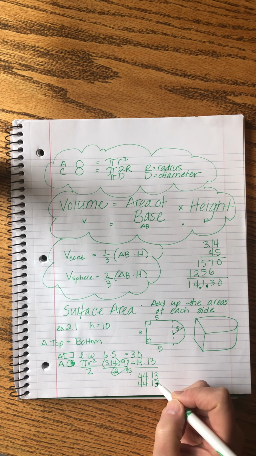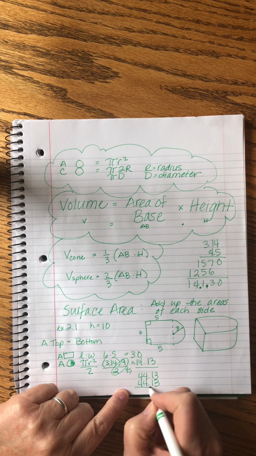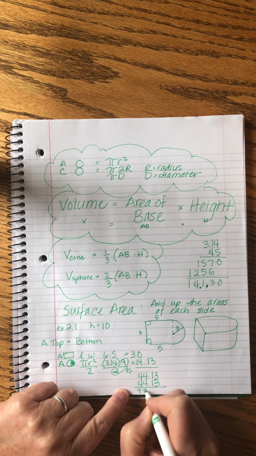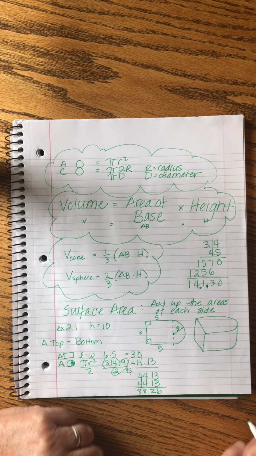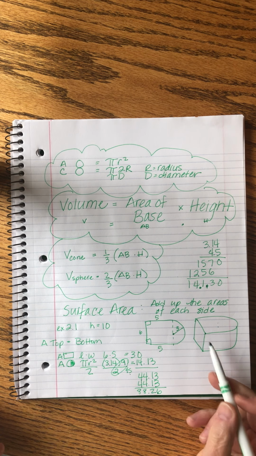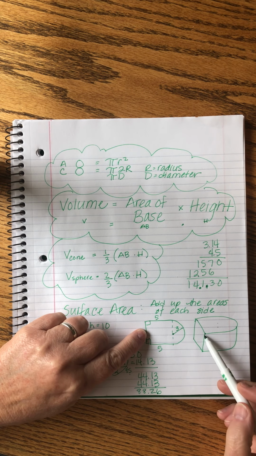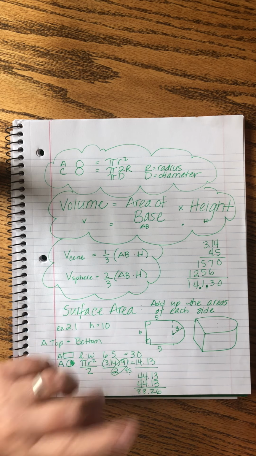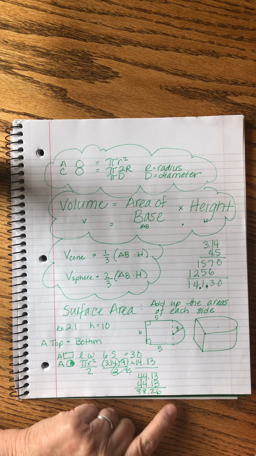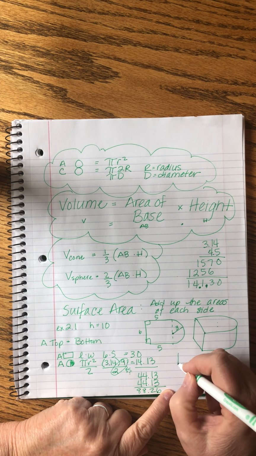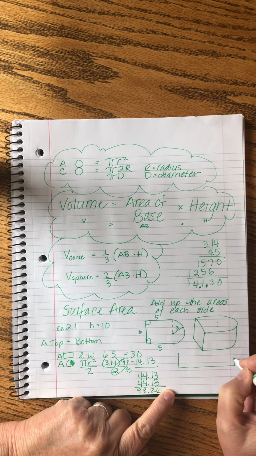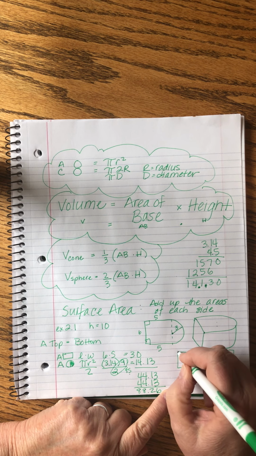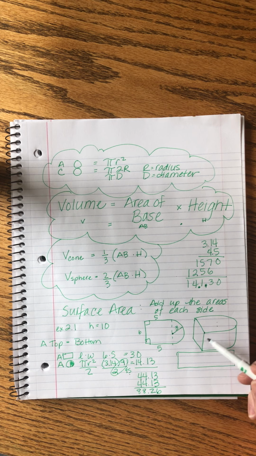Now, let's get a total. 88.26. That's cool. Now we need to find the lateral surface area. So we get our box cutters. I'm just going to squeeze this problem down here. We get our box cutters and we lay it out nice and flat like this, right? It's magic cardboard, so it cuts nicely.